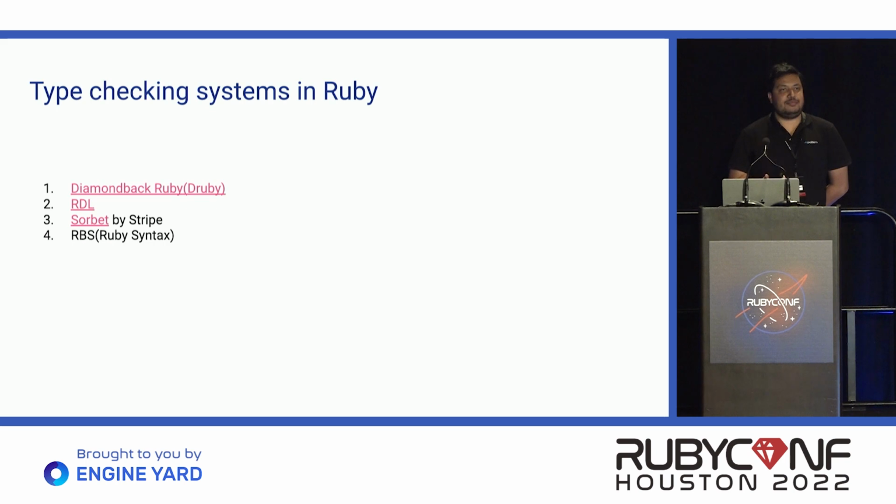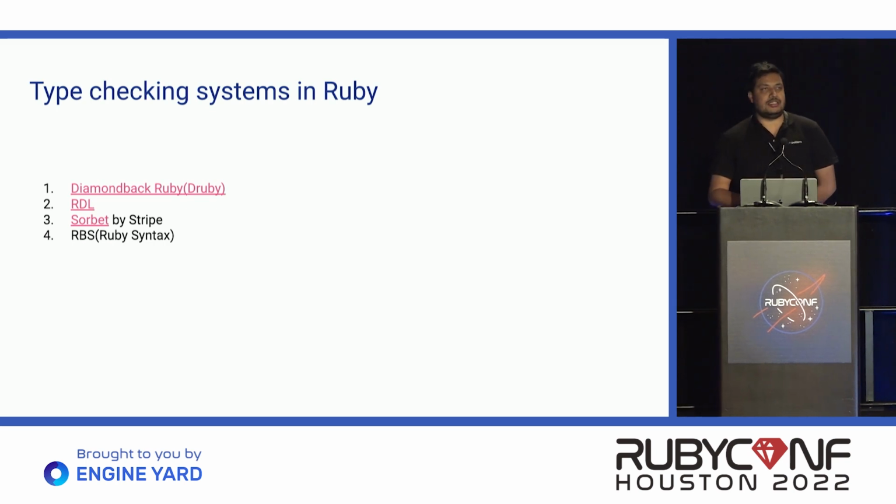So what type checking systems are there in Ruby? This is not something new in the Ruby ecosystem. Back in 2009, there was something called Diamondback Ruby or DRuby. Then Tufts University came up with RDL, and then Stripe launched its Sorbet, and then in 2019, the Ruby core team launched RBS.